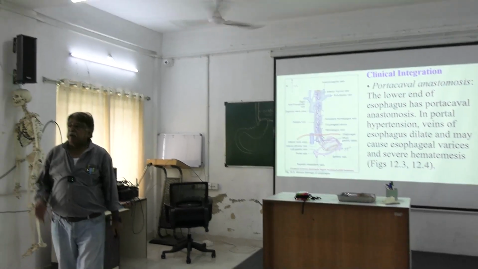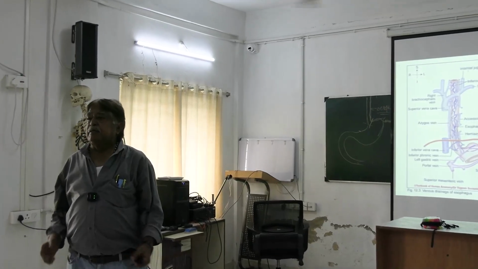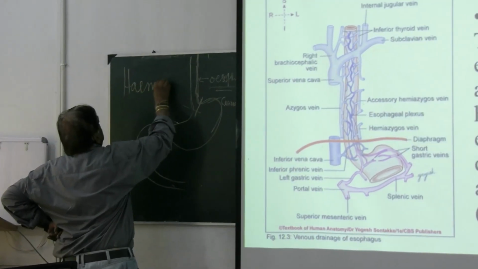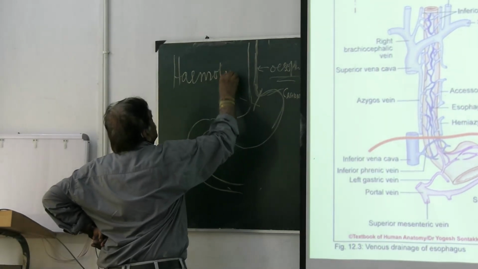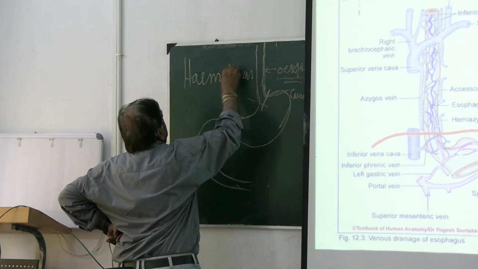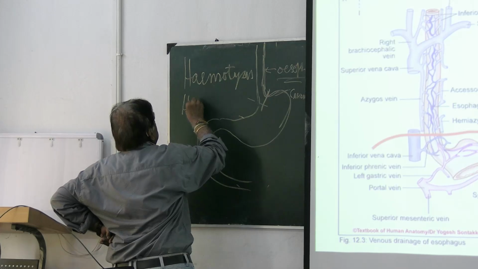Now, if a patient comes to you in the emergency with acute pain, and also tells you about vomiting blood, you have to distinguish hemoptysis and hematemesis.